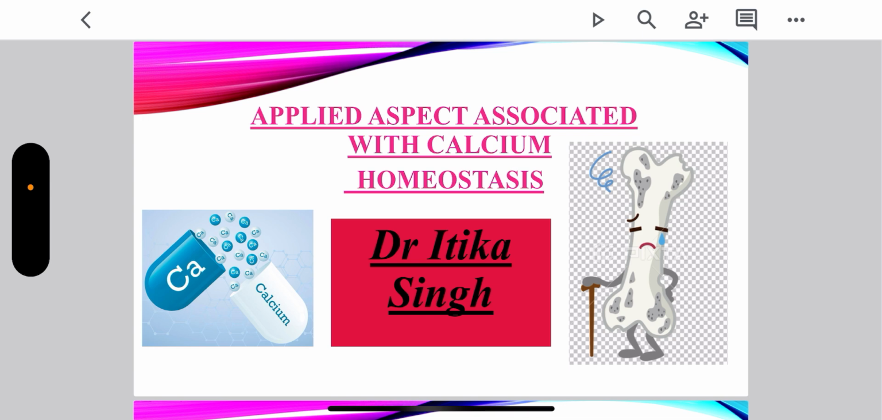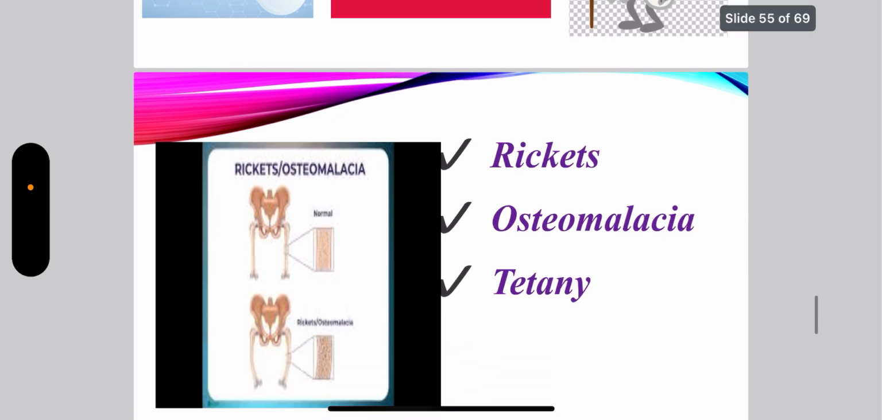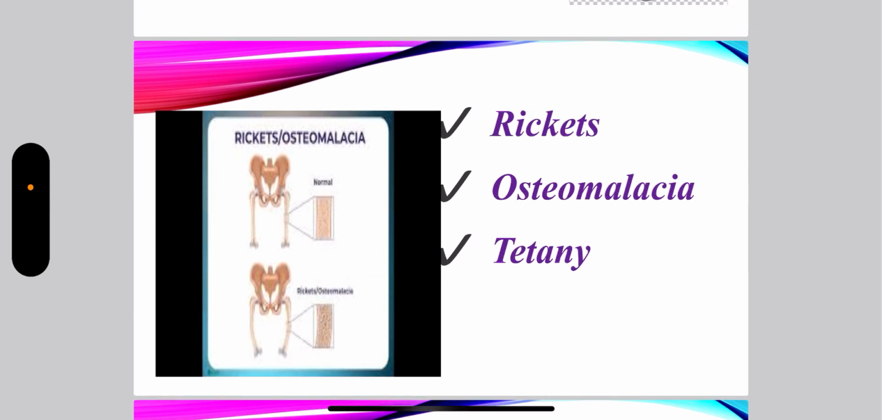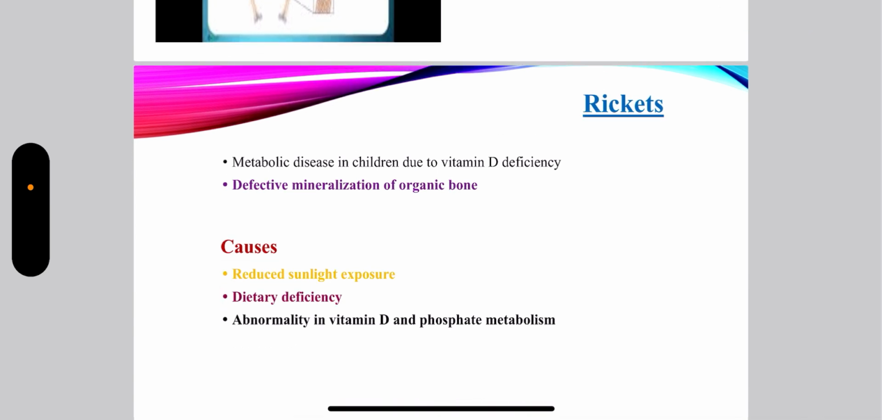Hello everyone. Today we will talk about the applied aspect part that is associated with calcium homeostasis. Regarding the applied aspect, there are three diseases: rickets, osteomalacia, and tetany. Let's discuss these. First of all, rickets.